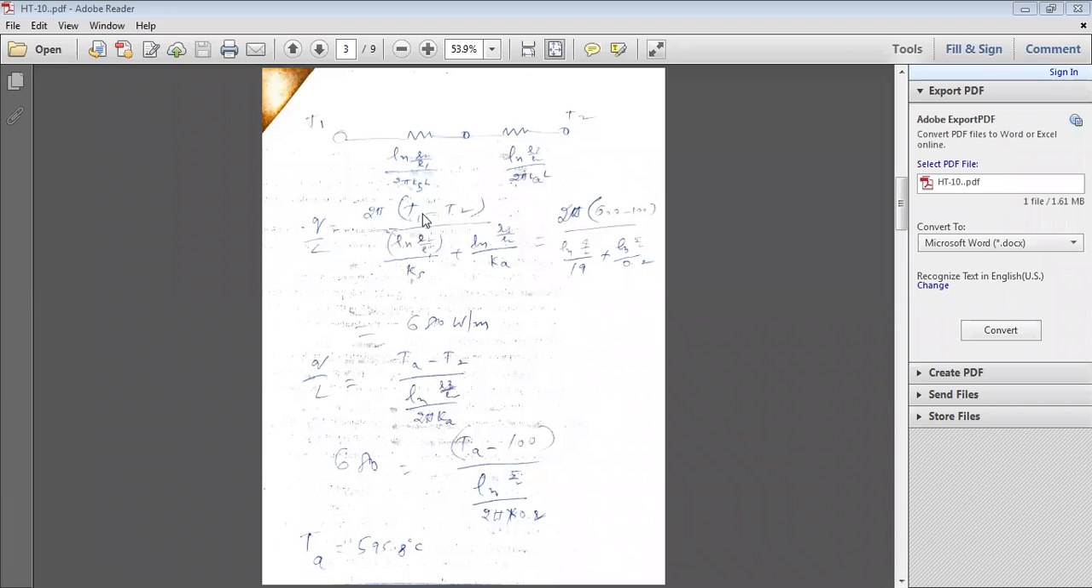Though somebody has raised a doubt, that is also can be taken. T1 minus TA divided by Ln R2 by R1 divided by 2 pi into Ks. Okay. Don't worry for that. Like this is one problem. Next.